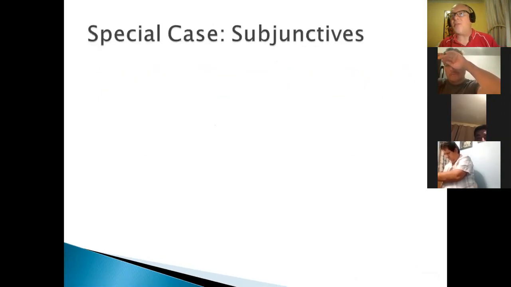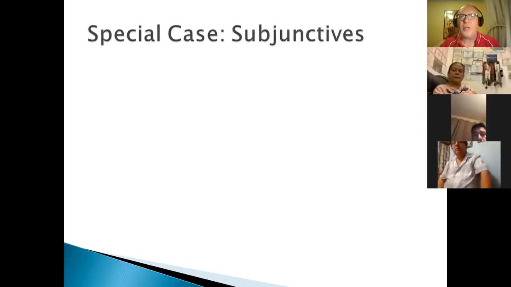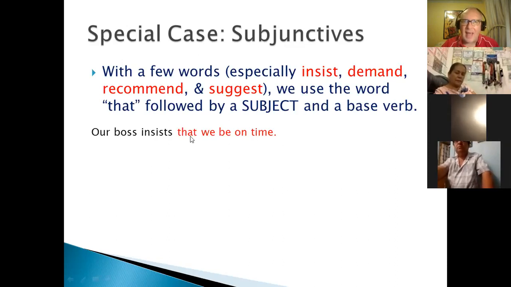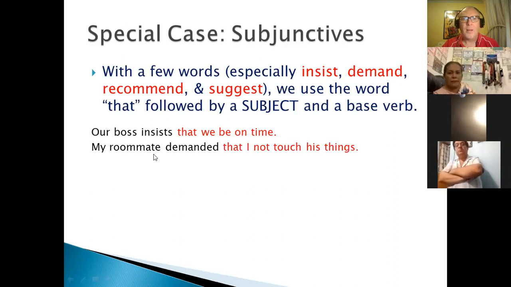Subjunctive. We also talked about this in that same lesson. Remember when we talked about subjunctive? Subjunctive is used only with a few words: insist, demand, recommend, and suggest. We use the word that followed by a subject and base verb. Example, our boss insists that we be on time. My roommate demanded that I not touch his things.